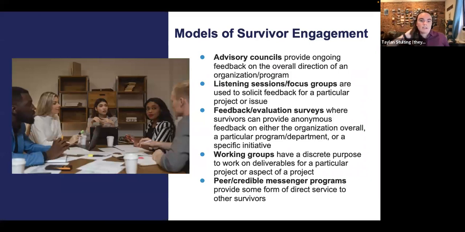So these are just a handful of examples of what survivor engagement models might look like. There are many more, and even within these examples, there are many different ways that it can show up. So advisory councils, generally speaking, provide overarching feedback on the direction of an organization. Generally, they have some type of decision-making power, whether that is at the organizational level, or maybe it's just decision-making power on how they bring ideas forward to the organization or whatever it might be.